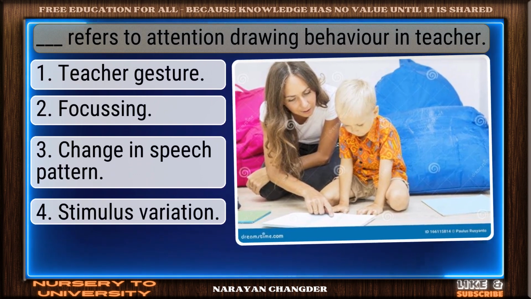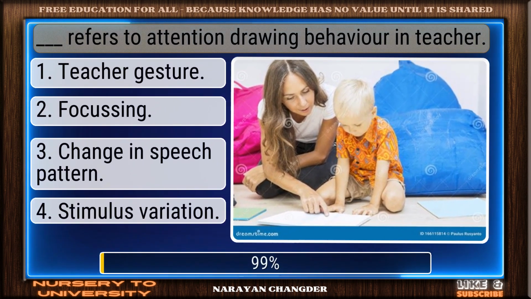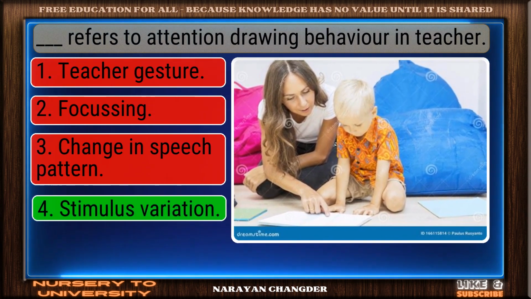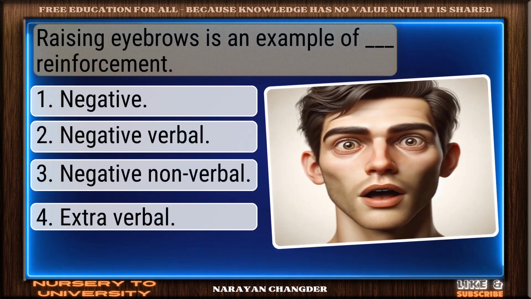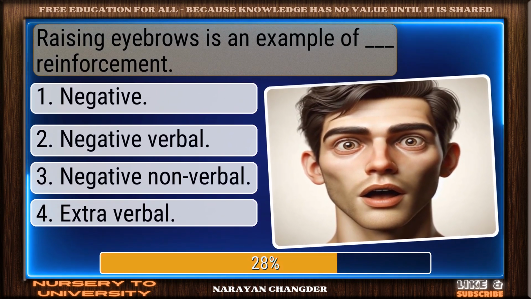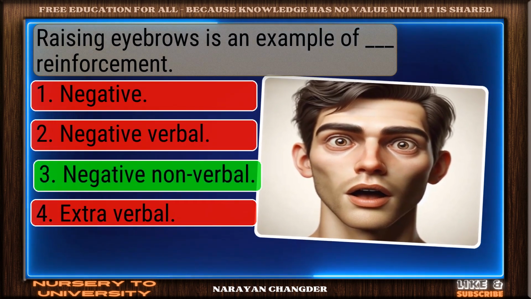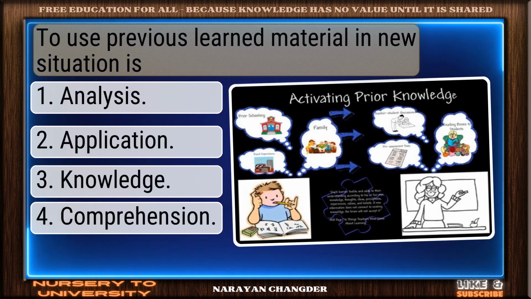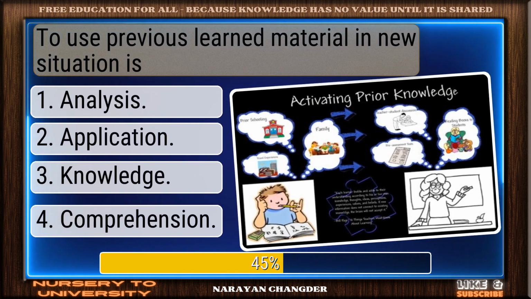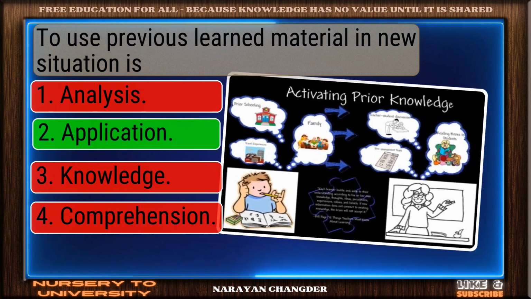Dash refers to attention drawing behavior in teacher. Nice selection. Stimulus variation is the correct and valid answer. Raising eyebrows is an example of dash. Reinforcement. Good thinking. Negative nonverbal is the right answer. To use previous learned material in new situation is. On track. Application is the correct answer.